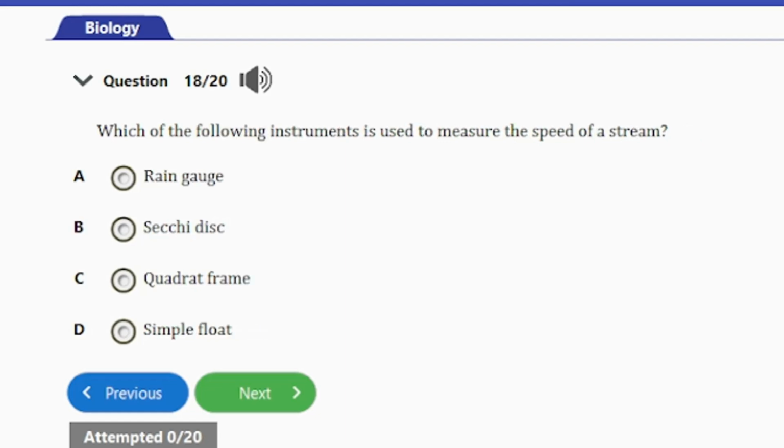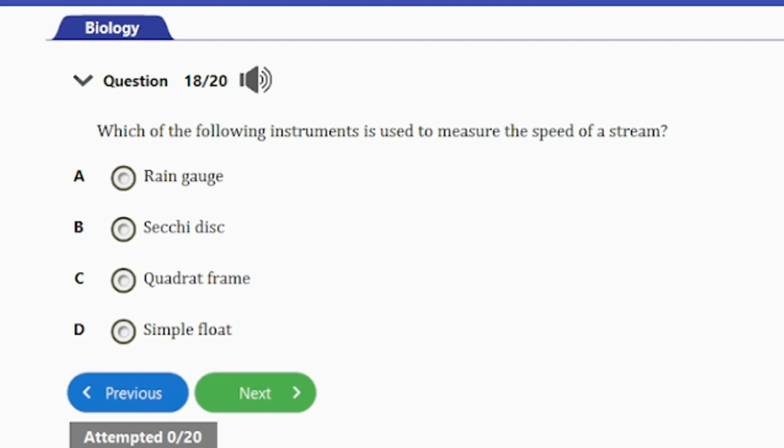So let's consider the next question, question number 18. It says, which of the following instruments is used to measure the speed of a stream? So we have A, rain gauge, B, Secchi disc, C, quadrat frame, and D, simple float. So guys, the answer to this question will be option D here, and that's simple float.